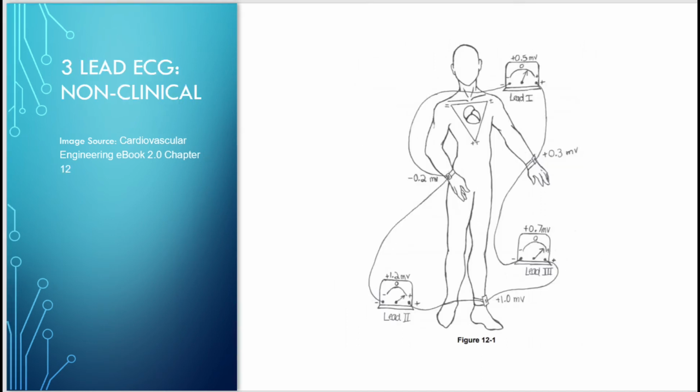In order to capture the ECG waveform, physicians need to connect leads to the body. This is an example of a 3-lead ECG, which is considered to be non-clinical. Originally, lead 1 was connected to the left arm, lead 2 was connected to the right arm, and lead 3 was connected to the left leg. Now the leads are placed on the chest, with lead 1 under the left clavicle, lead 2 under the right clavicle, and lead 3 under the ribs on the left side.